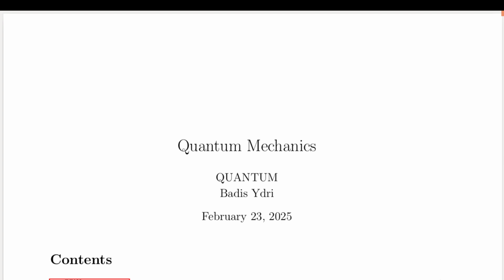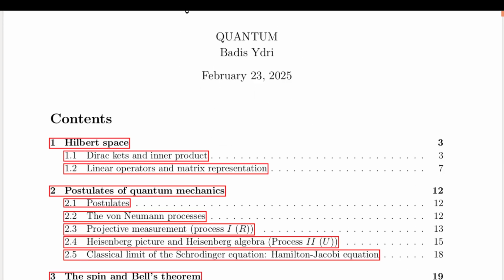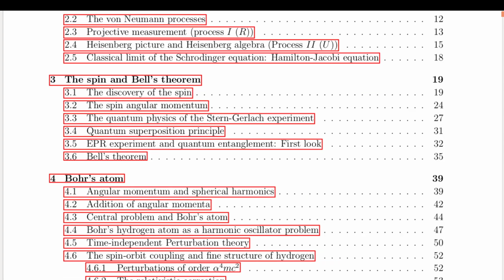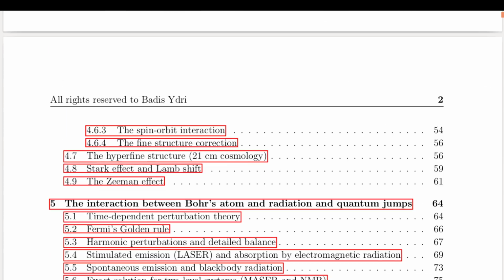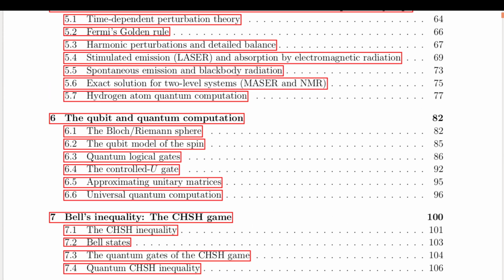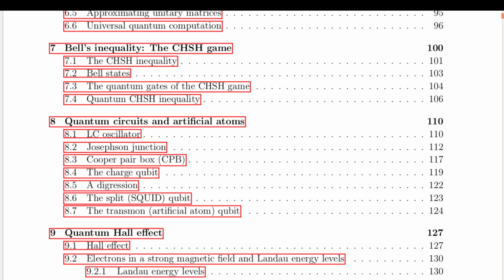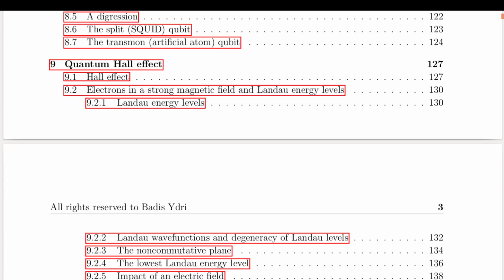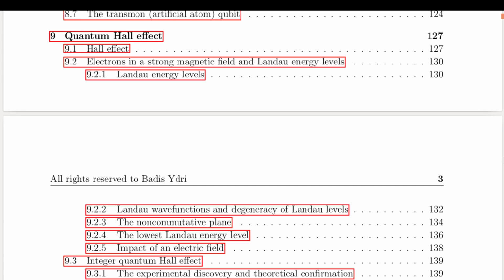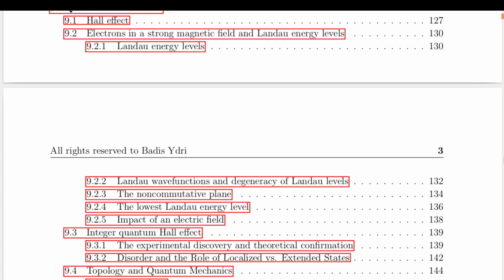Welcome to Quantum, the channel where we explore the deep and intricate world of mathematical, theoretical, and philosophical physics, everything quantum. Today we delve into one of the most fascinating phenomena in condensed matter physics, the Hall effect and Landau levels. More than just an experimental discovery, this is one of the most fundamental quantum systems in theoretical physics, revealing deep connections between gauge symmetries, topology, noncommutative geometry, and the quantum nature of electrons in a magnetic field.